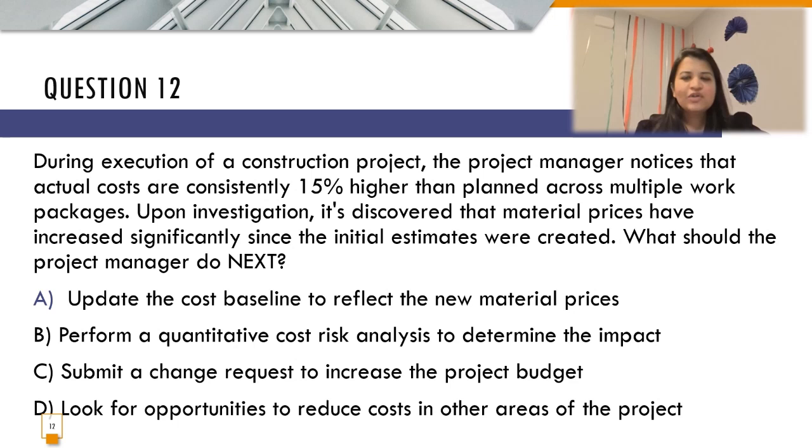Question number 12. During execution of a construction project, the project manager notices that actual costs are consistently 15% higher than planned across multiple work packages. Upon investigation, it is discovered that material prices have increased significantly since the initial estimates were created. So what should the project manager do next? Identify the keyword next over here.